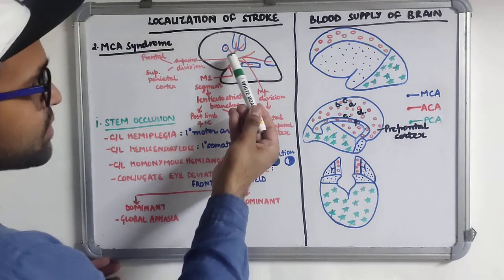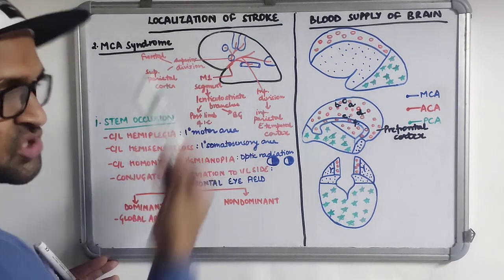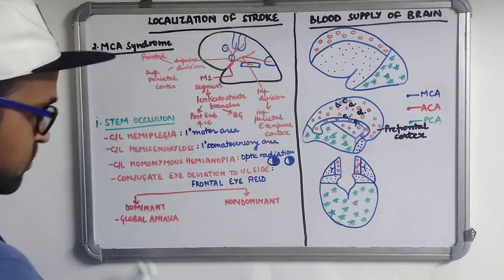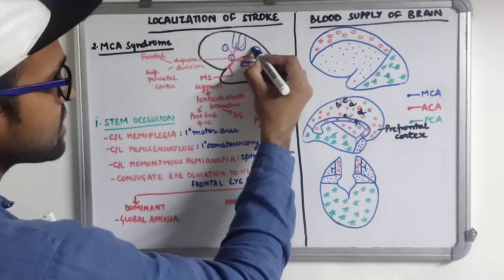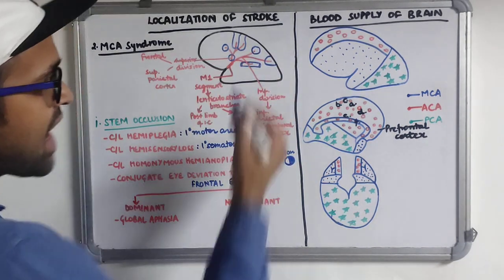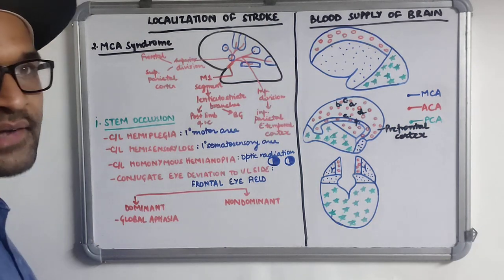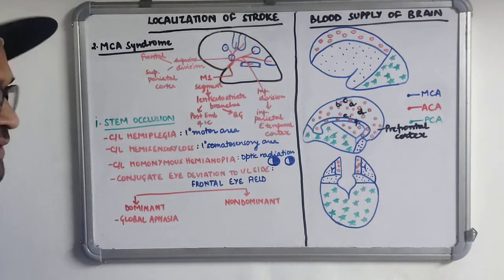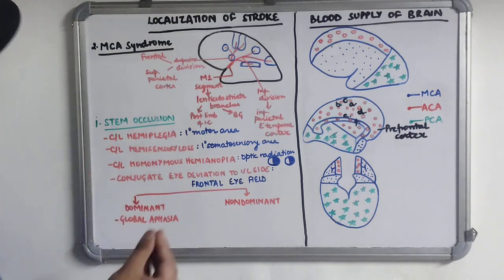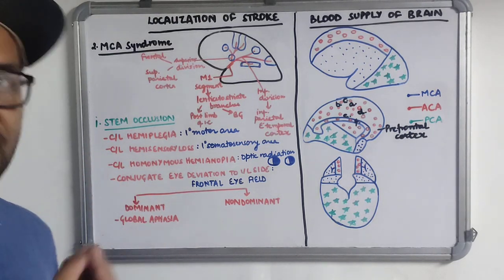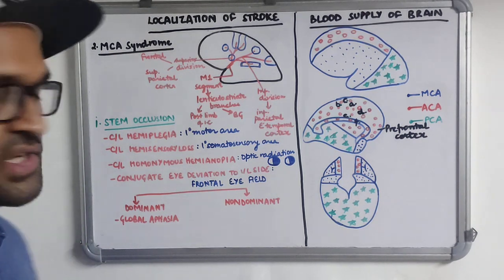The motor speech area, also called Broca's area, is primarily supplied by the superior division. The sensory speech area, called Wernicke's area, is primarily supplied by the inferior division, and the conduction fibers, the arcuate fasciculus, are again supplied by branches of the middle cerebral artery. So due to involvement of the stem, there occurs involvement of the motor speech area, sensory speech area, as well as the conduction fibers, resulting in global aphasia.